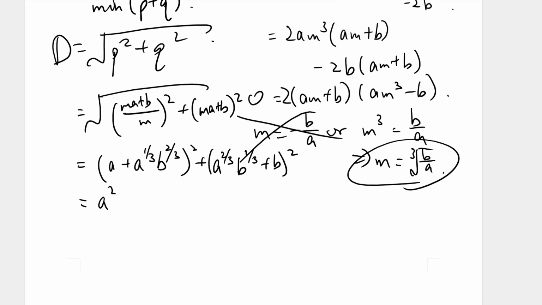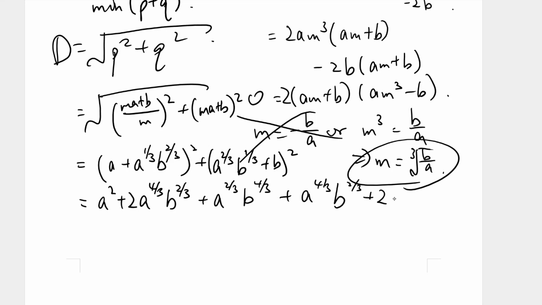So this is A squared plus 2A to the 4/3 B to the 2/3. This is actually painful. Is there a better way of doing it? No. Plus A to the 2/3 B to the 4/3, plus the same thing, A to the 4/3 B to the 2/3, plus 2A to the 2/3 B to the 4/3, plus B squared.